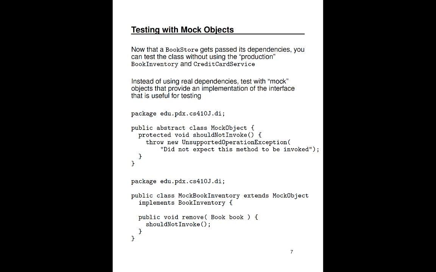So here's an example of a mock book inventory. It extends a mock object, and it implements book inventory. Because it implements book inventory and the class is not abstract, it needs to provide implementations of all the methods, like the remove method. Now, by default, again, mock objects, unless you've told it to do otherwise, should complain about the interactions with it so that you can detect surprising or unexpected interactions. So the remove method simply invokes should not invoke.